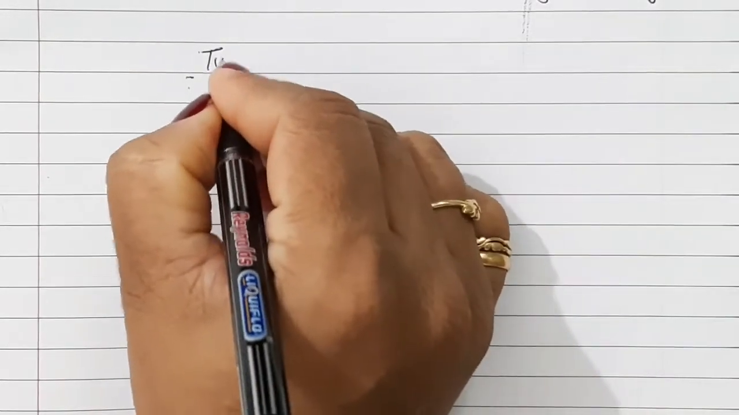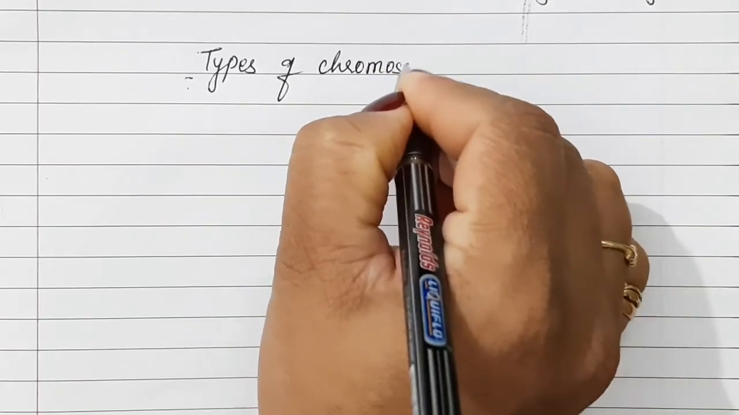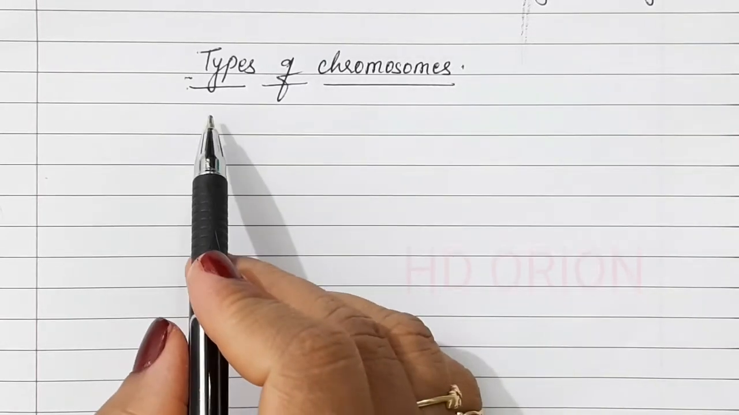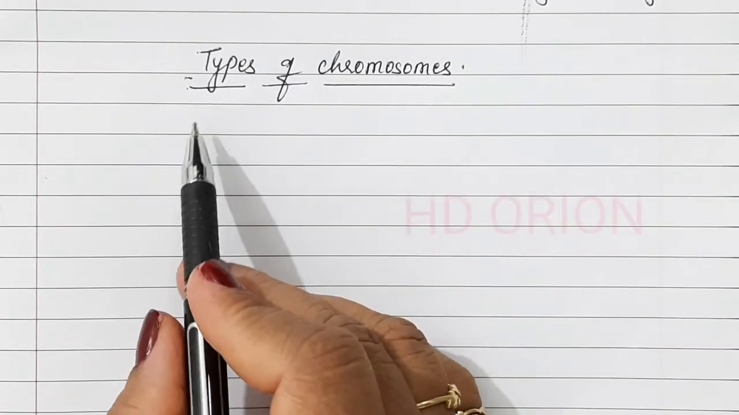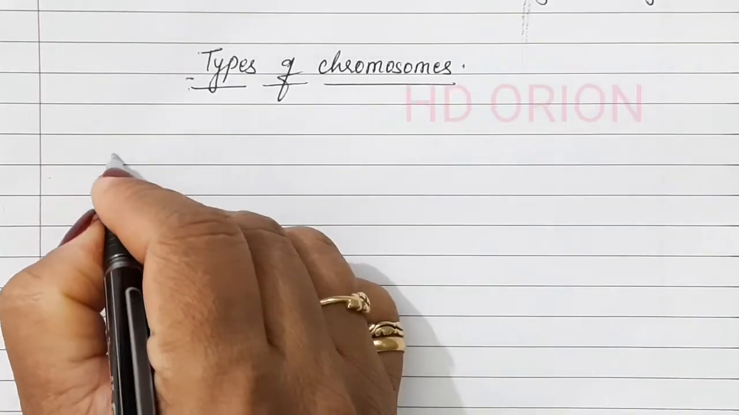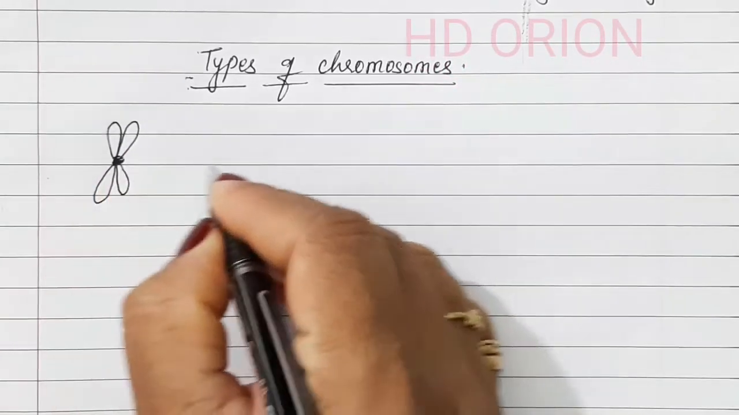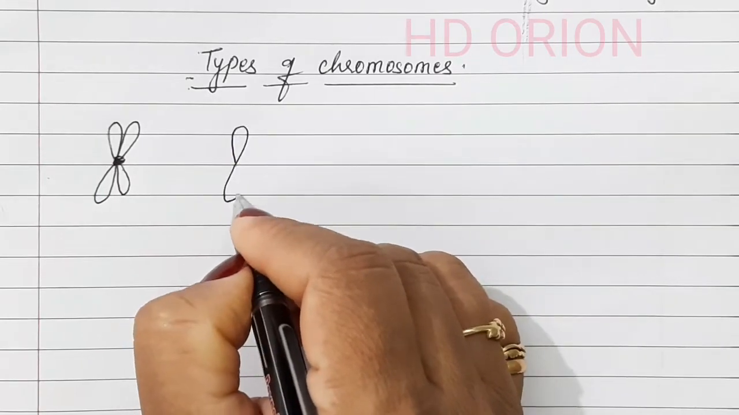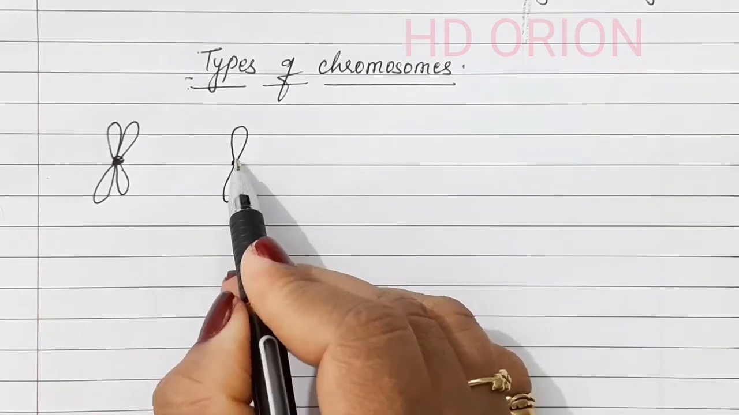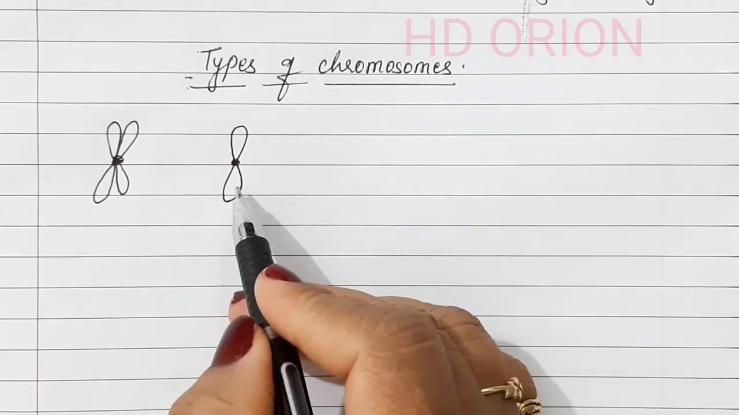Now let us study types of chromosomes. As I told you, not all the chromosomes are the same. The first type of chromosome is based on the position of the centromere. This is the structure of the chromosome we just discussed, and this is the centromere. If the position of the centromere displaces in this entire chromatid, the chromosomes differ.